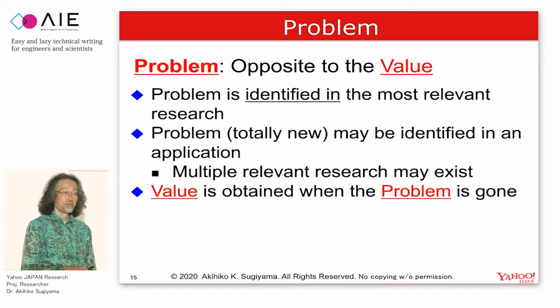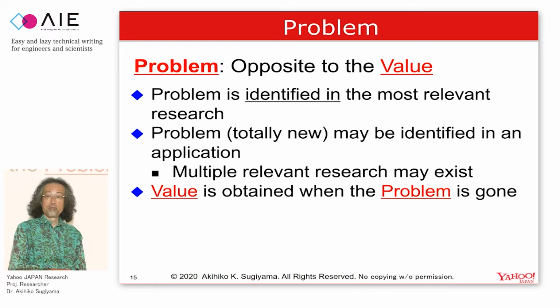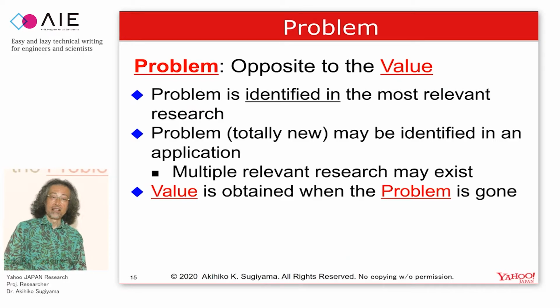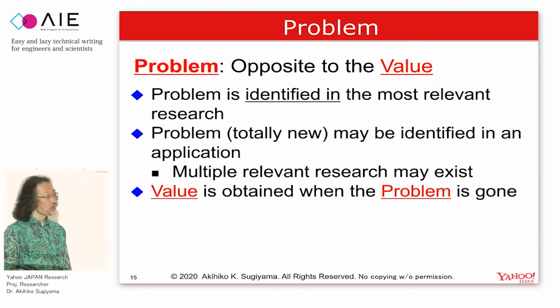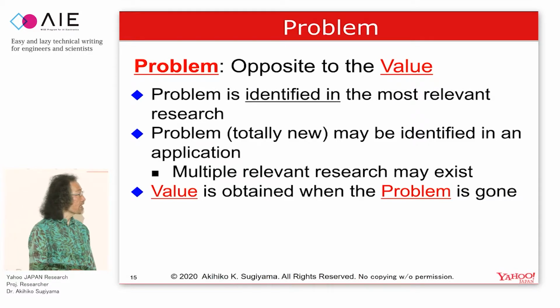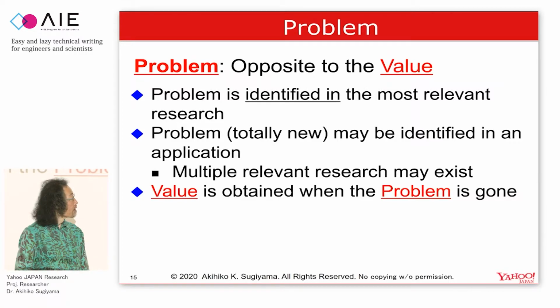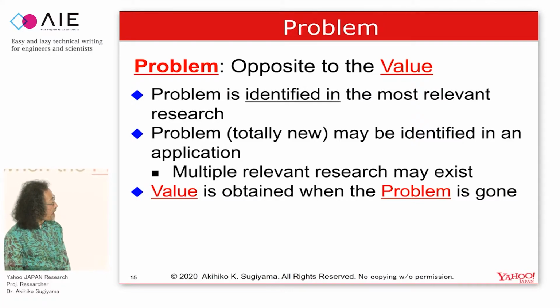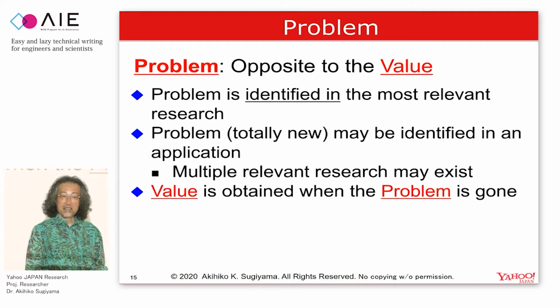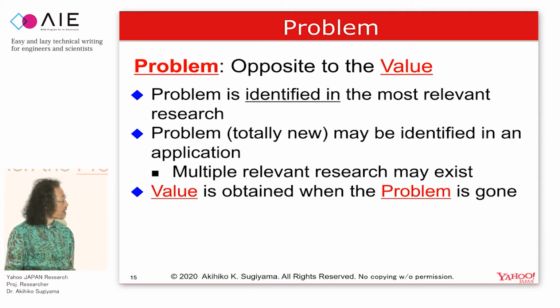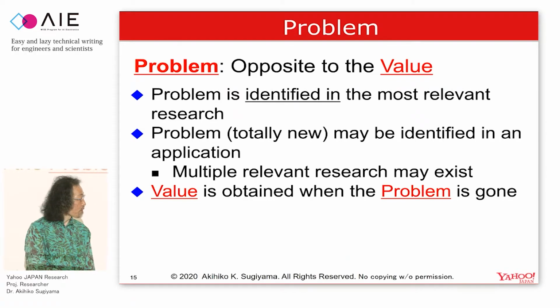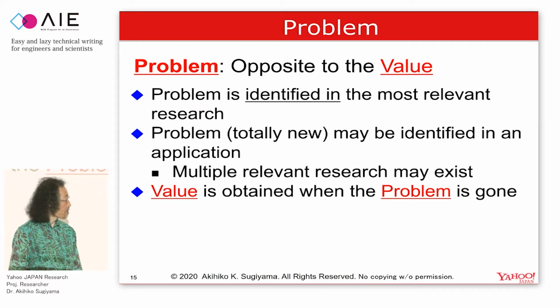And the problem may be identified in an application. So the problem you may be finding in your paper may not be totally new from a viewpoint of technique, but if you apply it to a new application or in a new field, that's also a problem you have solved. And multiple relevant research may exist sometimes. The value is obtained when the problem is solved. So that's what it means.